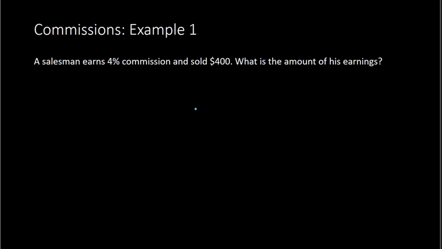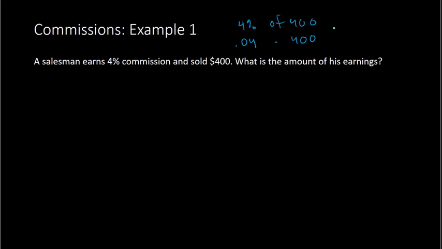So here's another example. A salesman earns 4% commission and sold $400. What is the amount of his earnings? So what this means is that he gets to keep 4% of the $400 sale. So the question is really, what is 4% of $400? So when I solve this, 4% I can convert to a decimal. That's 0.04. Of means multiply, and then we have 400.